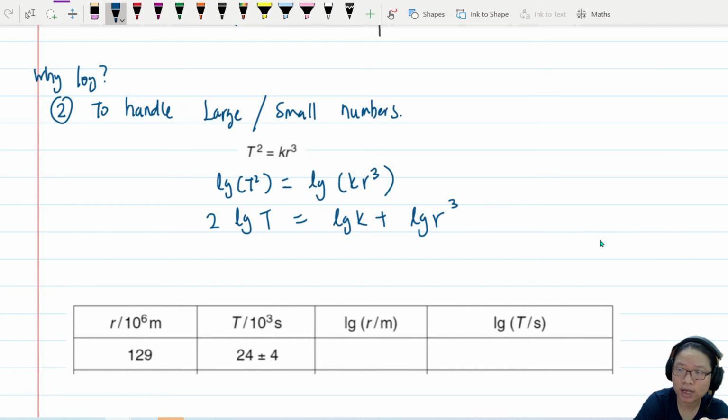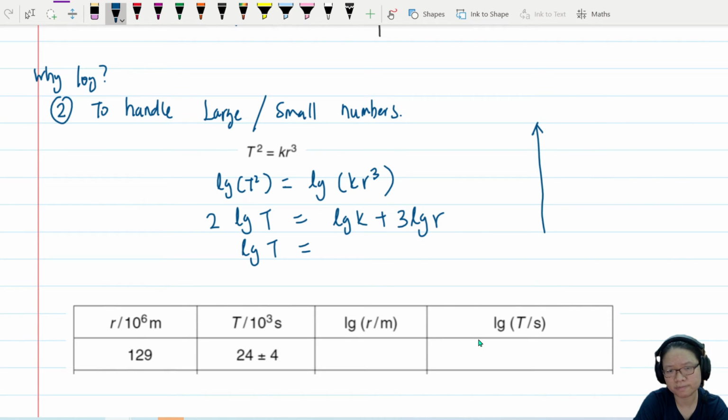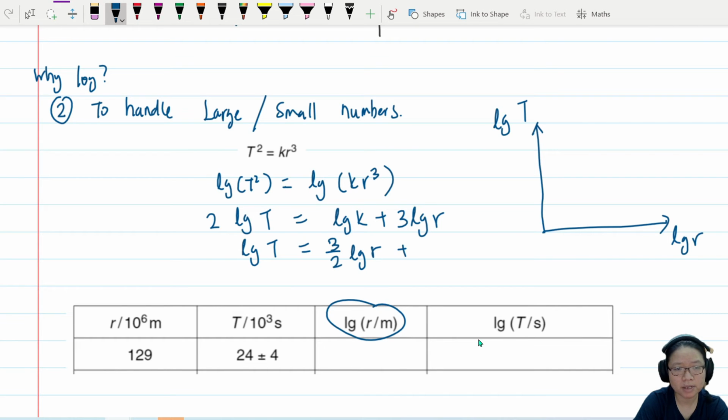This power 3 I can throw down now because it's index. So this is 3 log R. Then I rearrange. I want log T as the subject of my equation because you see here there's a 2 log T. So my graph would be looking like this. All these sketches are something that you do on the side to help your brain. It's not part of your working. So this is log T. I bring this one over, so I will get 3 over 2 log R, the half I bring over, plus log K over 2, or 1 over 2 log K.